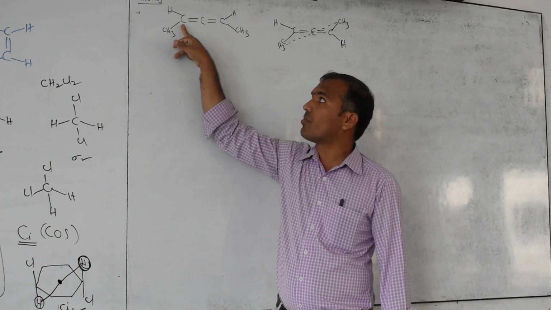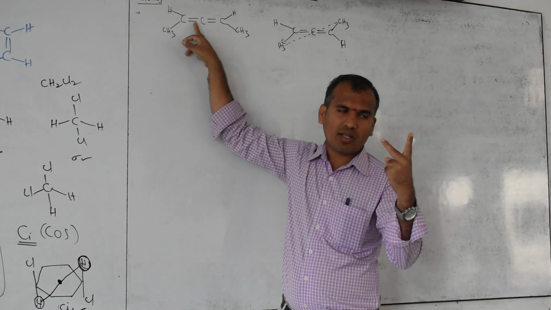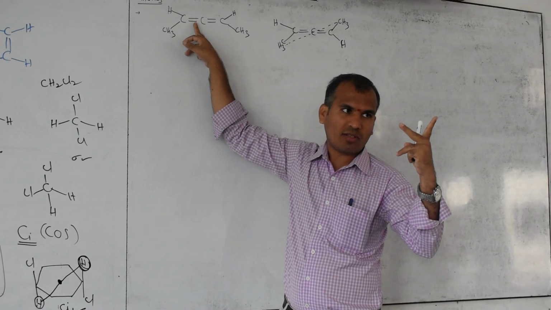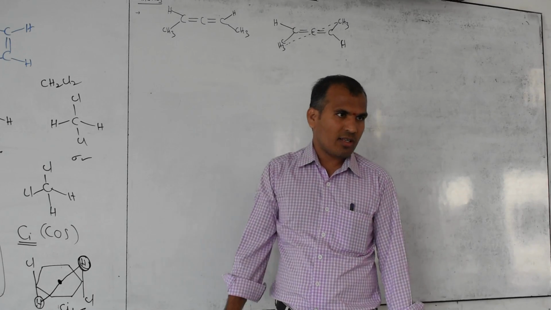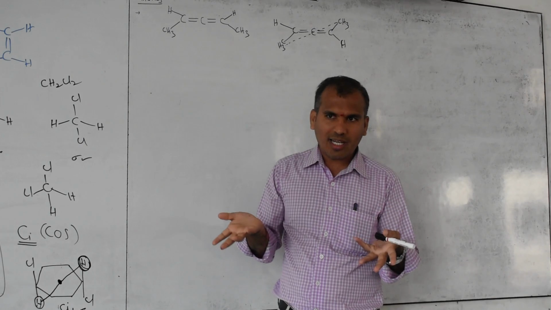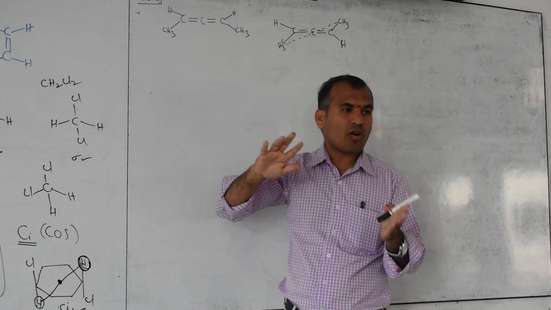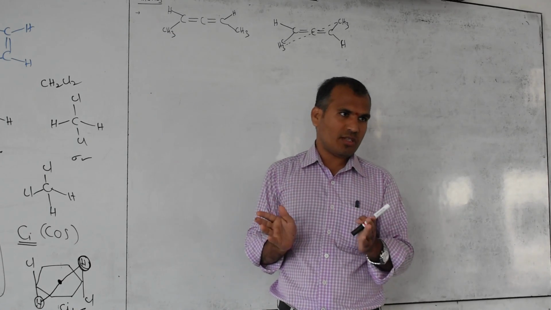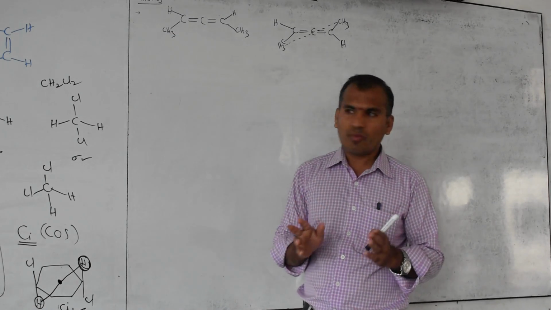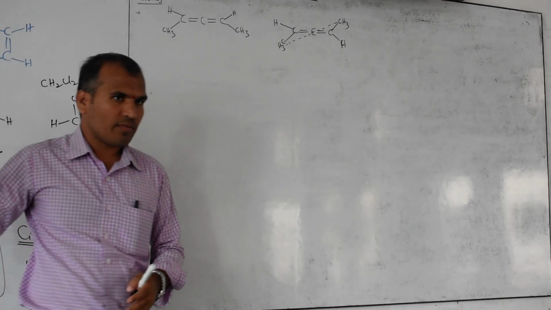If you consider this carbon, H and CH3 are different. But here, a carbon double bond is there. A double bond, how to assume? Two carbons, same or different? Same. Then there is no chiral carbon here. No chiral carbon, but it presents chirality. That property, what do you call it? Non-superimposable mirror image, what do you call this? Chiral center or chirality. Clear?